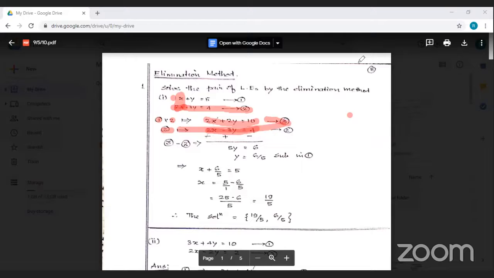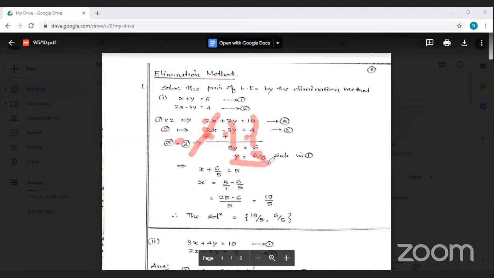Now you see, this is 2x, this is 2x. When will this 2x get cancelled? If it is minus, it will cancel. Therefore, you have to subtract; change the sign. Now it will get cancelled. We eliminated x. Now 5y is equal to 6. Therefore, y is equal to 6 by 5. Now one answer we got, the y answer.